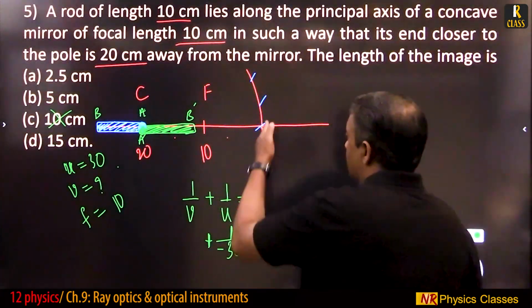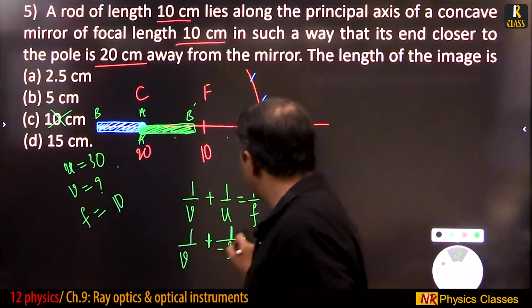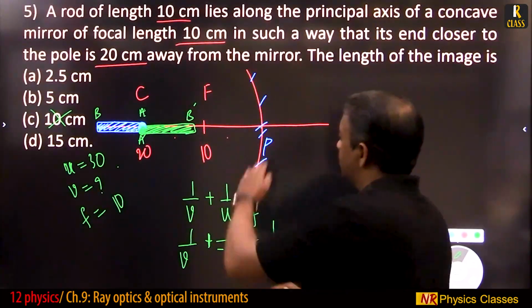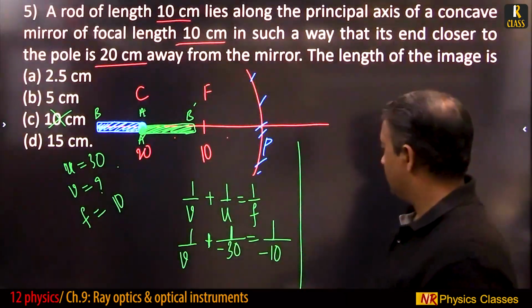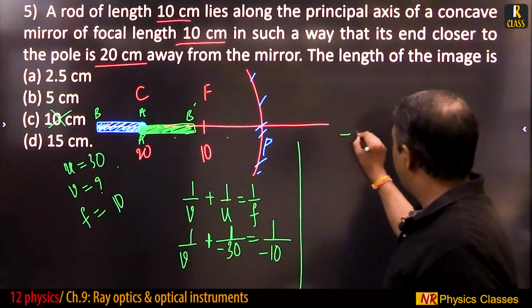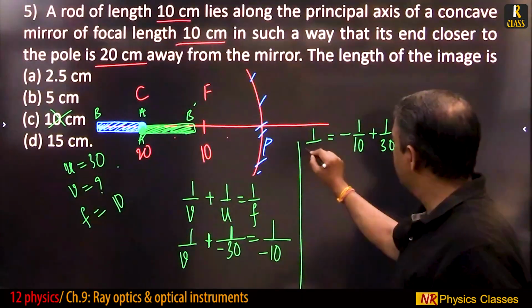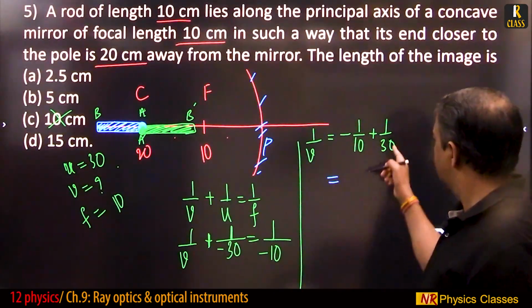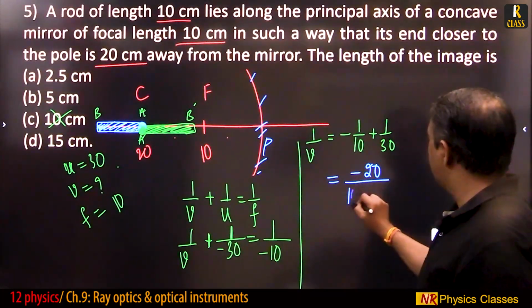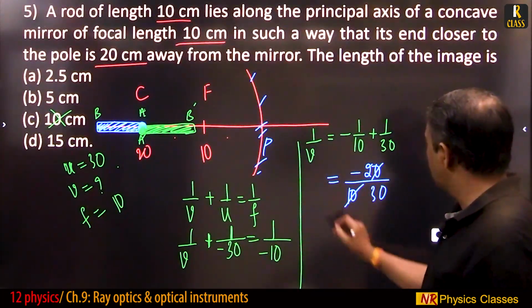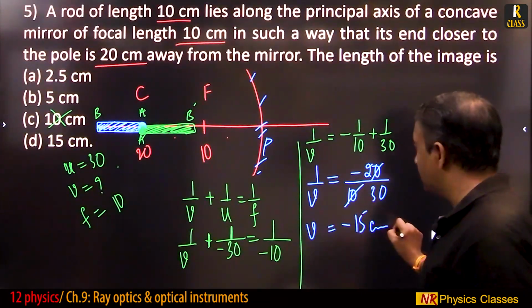Why minus? From the pole to the left, minus. 1 by V equal to 1 by F, again, the focus is to the left of the pole, so minus 10. Now this comes to this side: minus 1 by 10 plus 1 by 30 equal to 1 by V. Minus 30 plus 10 is minus 20 over 10 times 30. 0, 0 gone. This is 1 by V. Therefore, V equals 30 by 2, minus 15 centimeter.